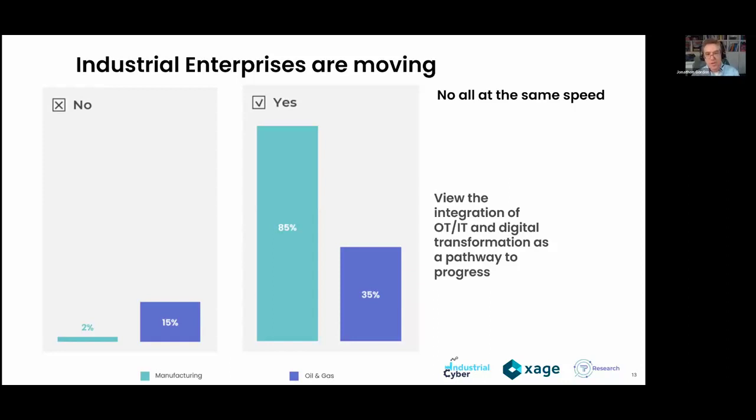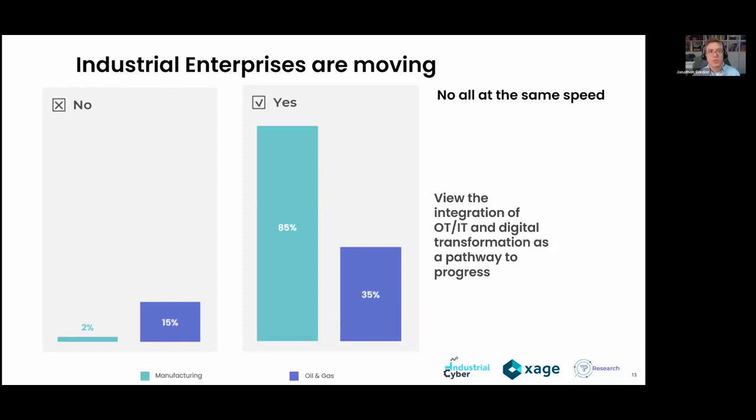I think this is borne out quite well here when we look at manufacturing. We asked what's the view of the integration of IT and OT. Do you think that this is the pathway to progress? Do you think that digital transformation and convergence will lead to more productivity and success? 85% said yes in manufacturing, while you can see only 35% in oil and gas. And on the flip side, 2% said no, no way, and 15% in oil and gas. So you can see very different pictures depending on who you ask.